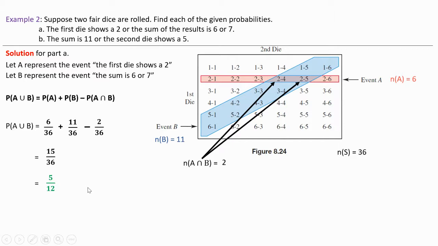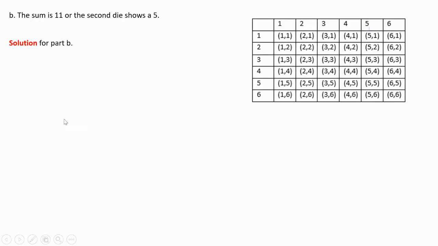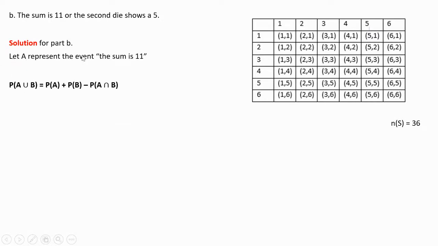Okay. Now, let's do B again. So for part B, the sum is 11, or the second die shows a 5. So there's my table again with all the possible combinations. So again, the sample space will be 36. Again, we're going to use the same formula. So we're going to let A represent the event that the sum is 11. So the sum is 11 is going to be the event A.